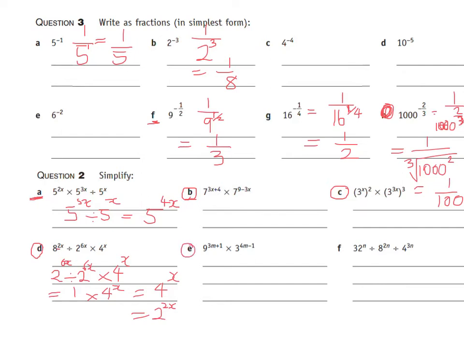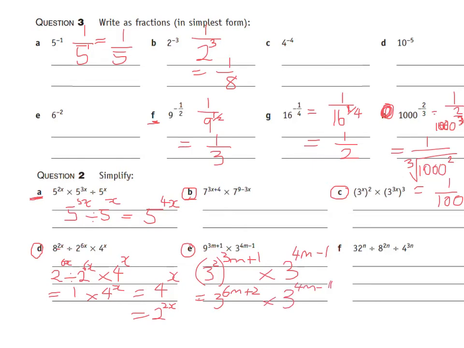Okay, in E, you want to change 9 to 3 squared. And then that's to the power of 3m plus 1. You've got a power raised to another power, which means you're going to be multiplying those powers together. We've already got the base here of 3, so we don't have to change that, because now our two indices will have the same base. So that's 3 to the power of 6m plus 2, because powers of powers means we multiply those powers together.